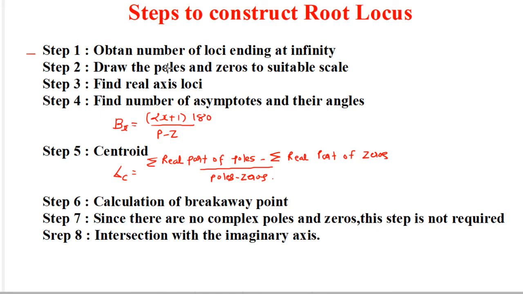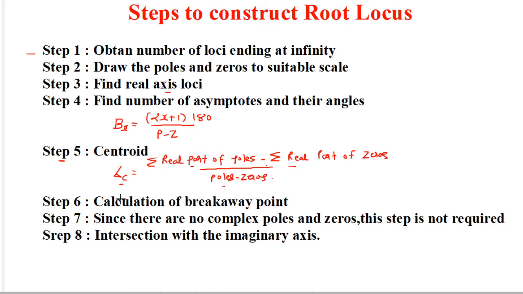Step number 2, draw the poles and zeros to a suitable scale. Step 3, find real axis loci. Step 4, find the number of asymptotes and their angles. The formula for the angle is beta x equal to (2x plus 1) times 180 divided by p minus z. Step number 5, centroid, given by sigma c equal to the summation of real parts of poles minus the summation of real parts of zeros, upon p minus z.